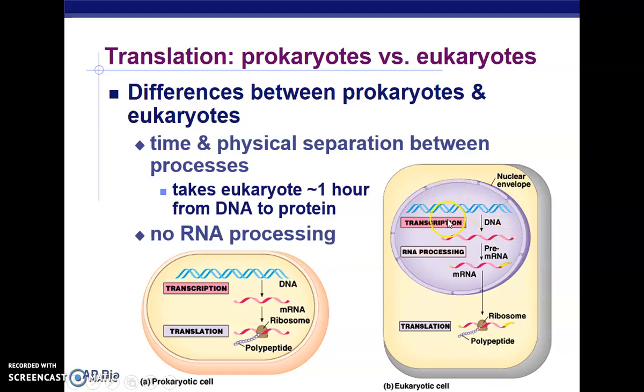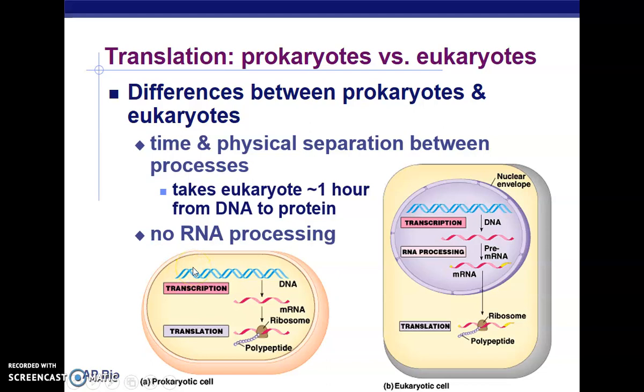Whereas in eukaryotes, this is not true. The mRNA has to be made, then it needs to be processed. We need to have our GTP cap, our poly A tail, and then we need to cut out the introns, and then it has to travel out of the nucleus to the ribosome. As a result, the process of protein synthesis is much faster in prokaryotes than eukaryotes.